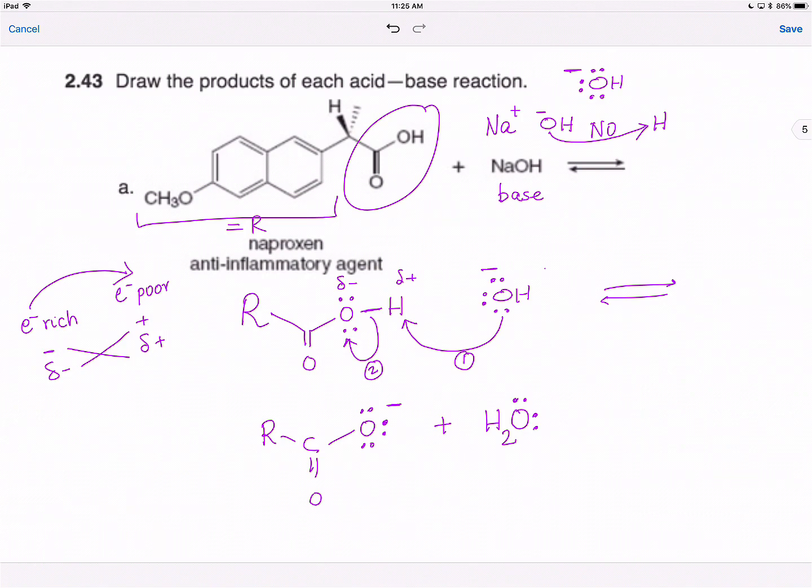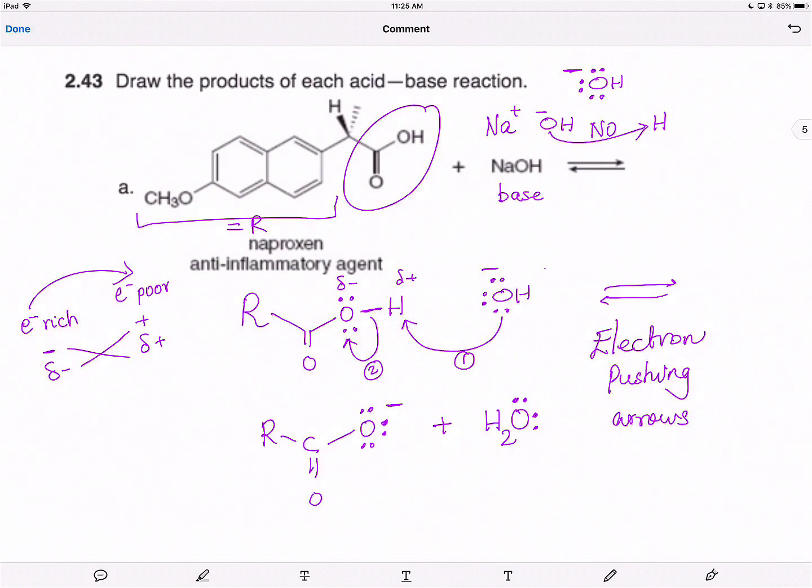Okay? So this is called electron pushing arrow, also known as curved arrows. We use it a lot to show movement of electrons and to predict products. We build on this and then you start doing like 10 steps, but this is like a 1 step. That's kind of where we get started.